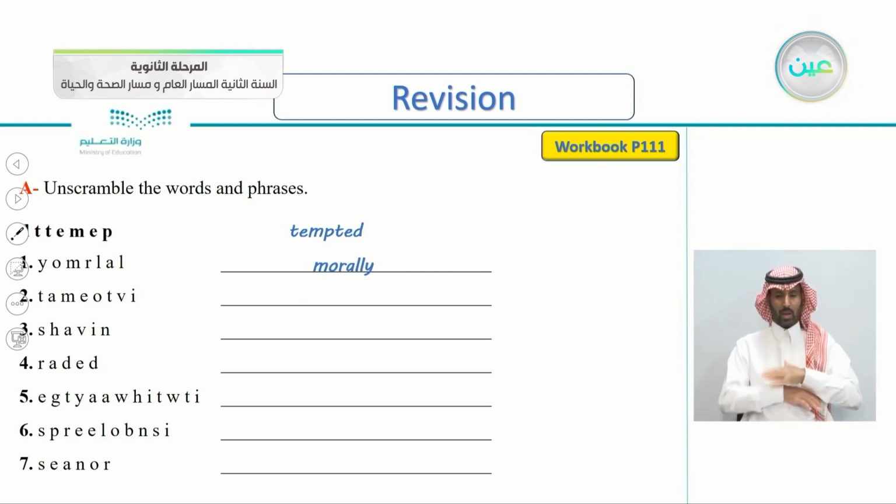Number two, T-A-M-E-O-T-V-I. So this is the scrambled word. What's the correct word? How do we unscramble it?